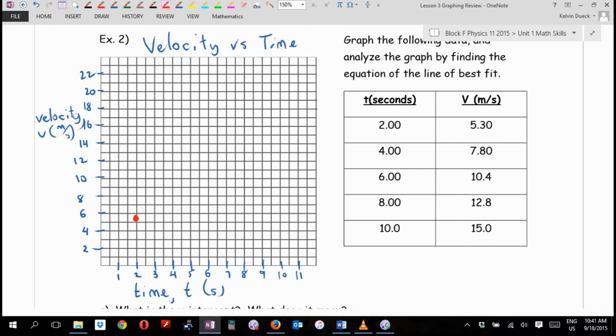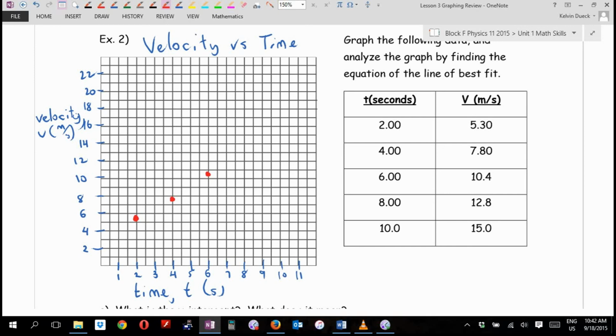For 7.8, 7, about there-ish, I think. 6, 10.4, about halfway between 10 and 11-ish, sort of. I am already sensing a trend right now. I'm already thinking this is probably a linear graph. If this one had been way up here, then I'd think, oh, maybe it's a curve. Those of you that are in grade 12, maybe it's a parabola, or you've seen some of those weird shapes.